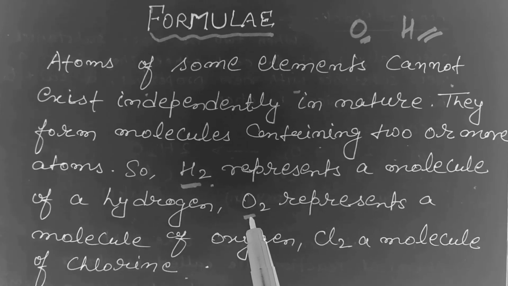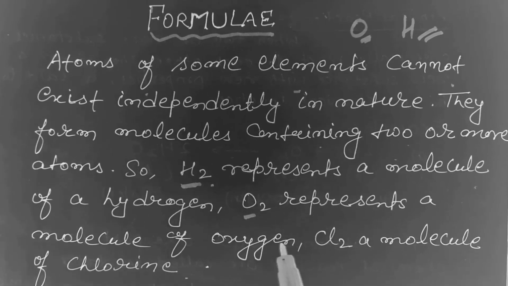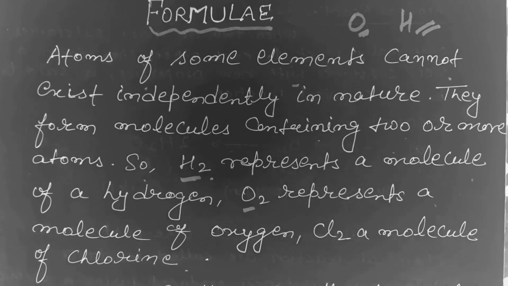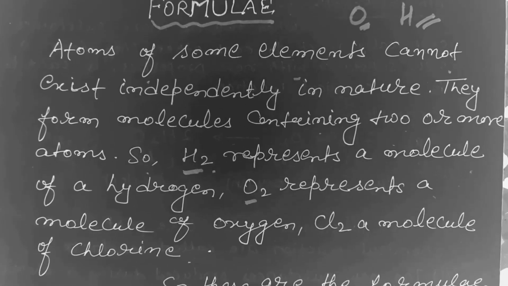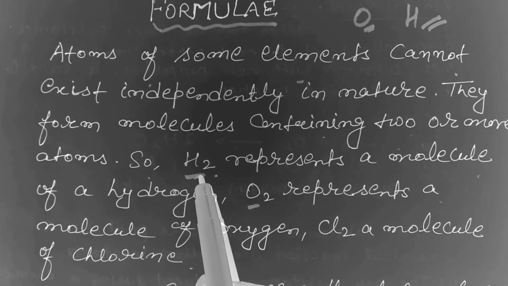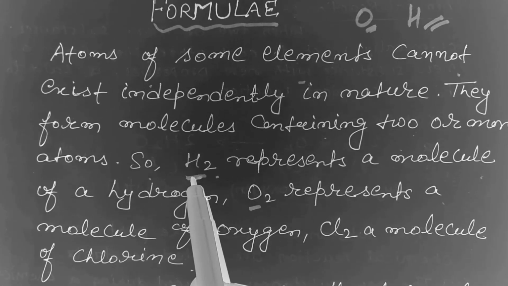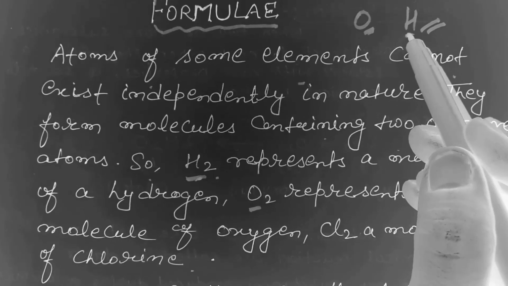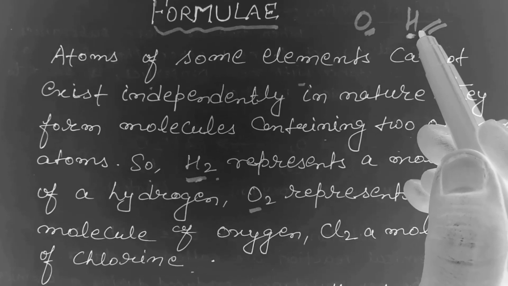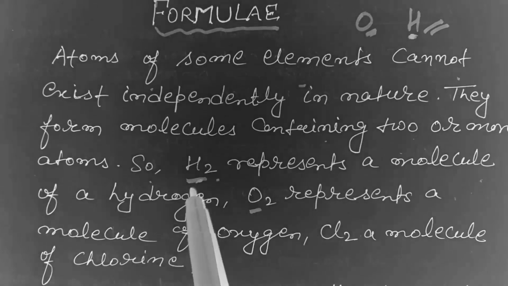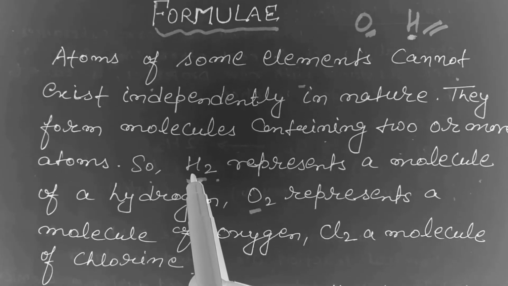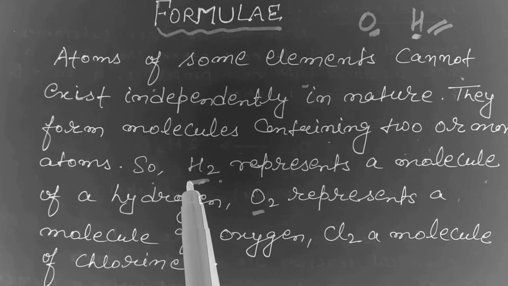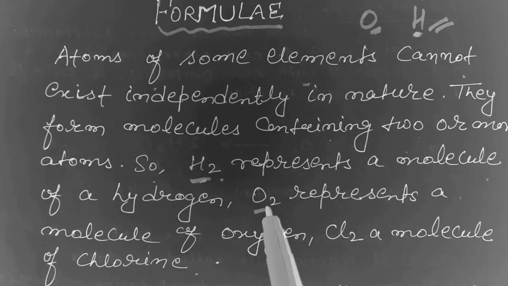Next, O2 represents a molecule of oxygen. Cl2, a molecule of chlorine. You may write many more formulae of different elements. So here H2 means what? Two atoms of hydrogen. If we write a single H, it is a single atom and represents the symbol of hydrogen. But when we write two atoms of hydrogen, that represents a molecule and you may say the formula of hydrogen.